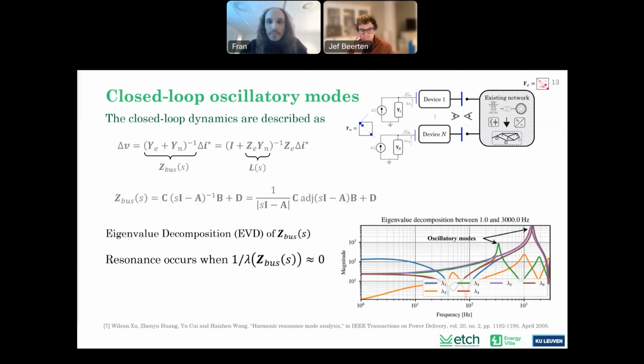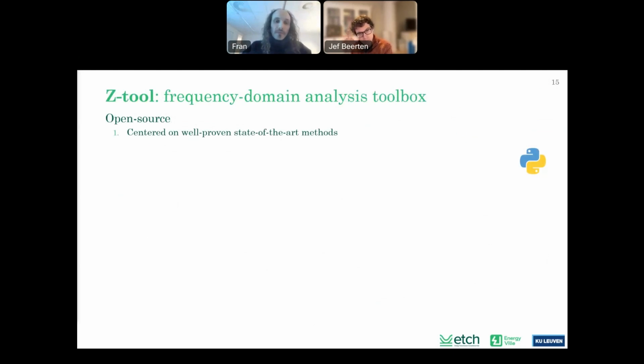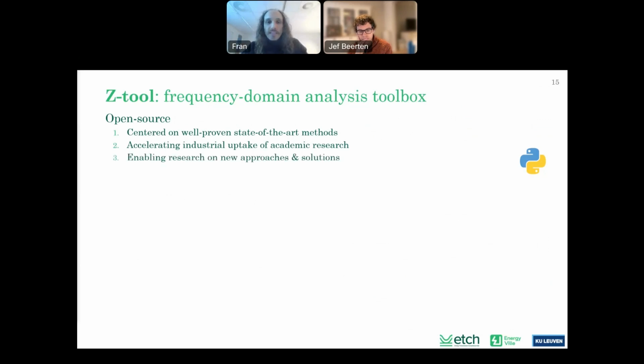All right. So now that we know more or less how much information we can extract, we will go to the tool itself. What does the toolbox do exactly? So it's open source because we are based on well-proven state-of-the-art methods. And we also are aware of the importance of accelerating the industrial uptake of academic research. And lastly, we also would like to think that this enables research on new approaches and solutions. So sharing allows us to develop tools faster, right?